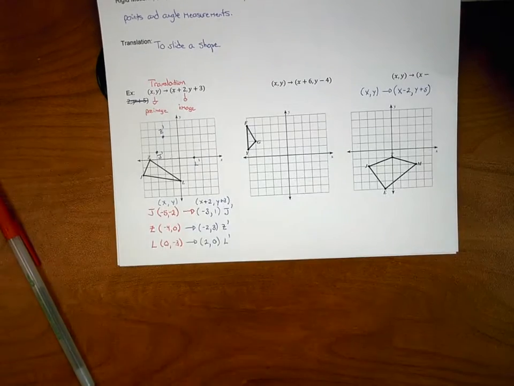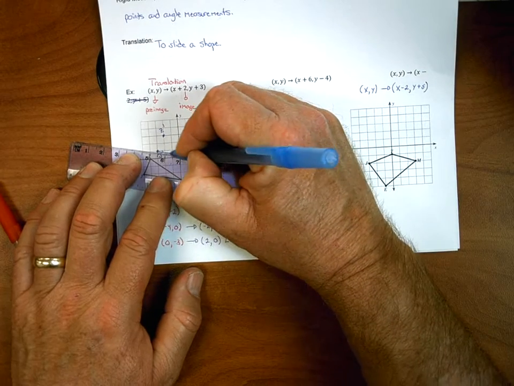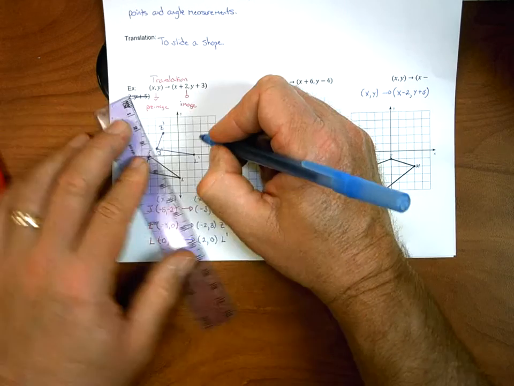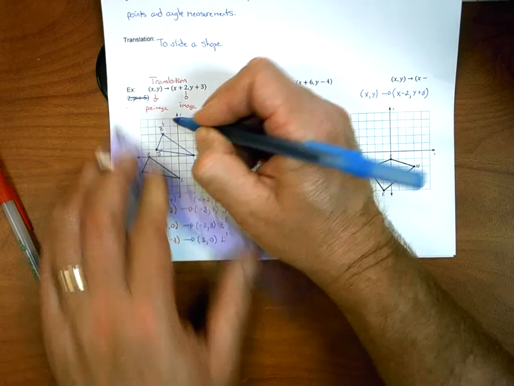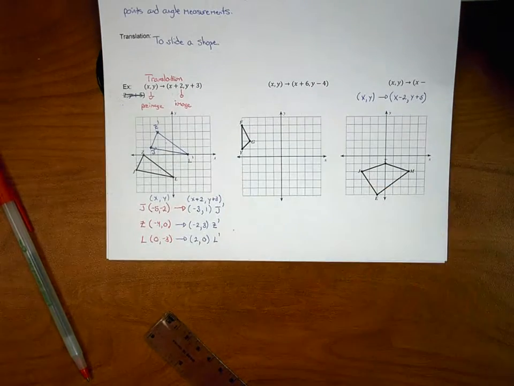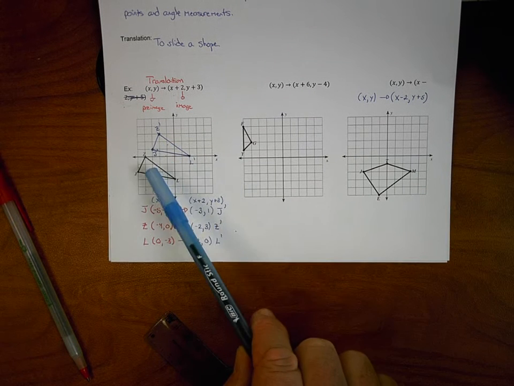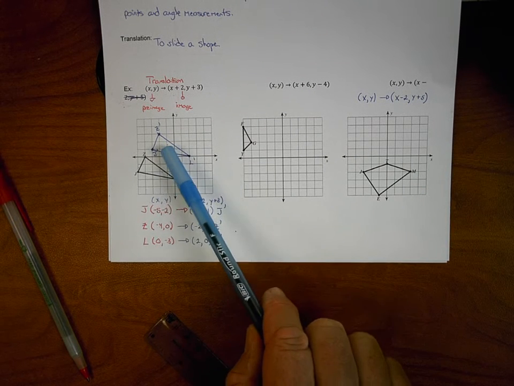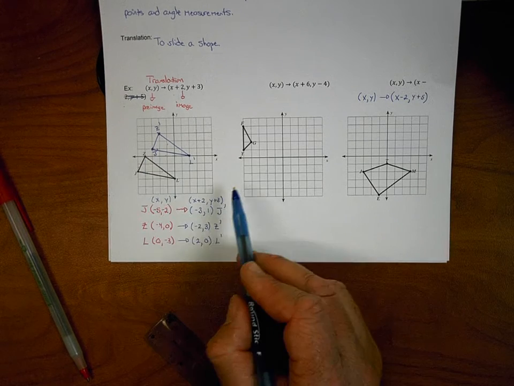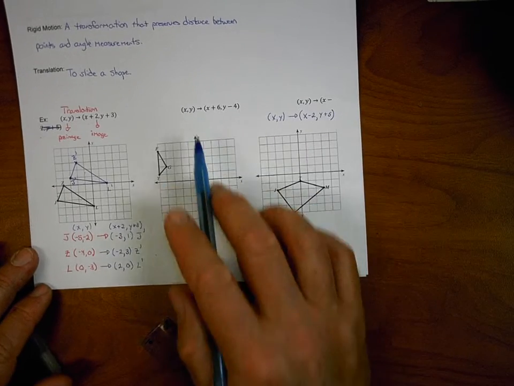Then we just get out a straight edge, and please use a straight edge, don't just hand sketch it. We're going to connect all the points together, and when we connect them, you notice that my image is exactly like my pre-image. It's just that my image has been translated from my pre-image. How has it been translated? It's been moved right 2 spots and then up 3 spots. All right, so let's do the next one here. Notice, we have a new rule.